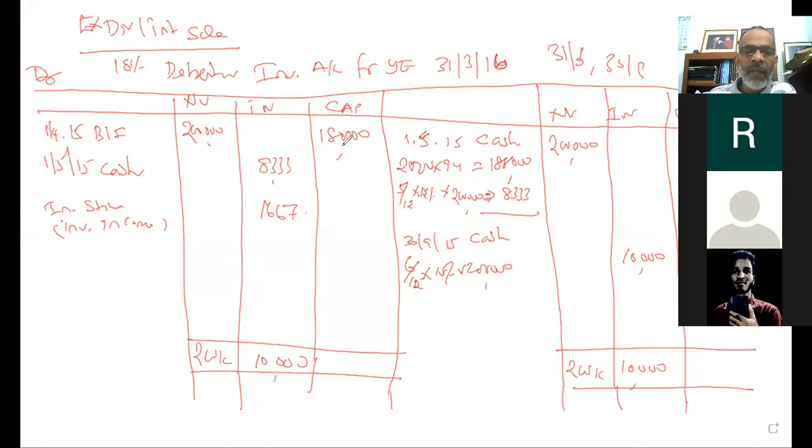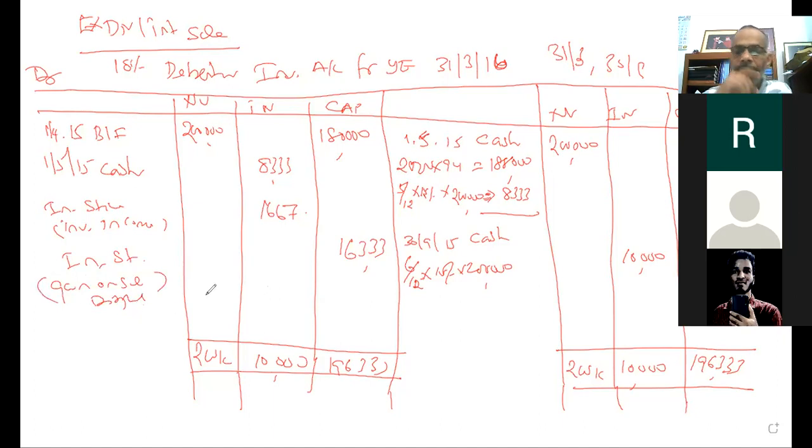Next one. Here 180,000. Here 196,333. 196,333. Here 16,333. That also to be transferred to income statement. This is called gain on sale, disposal. Okay.